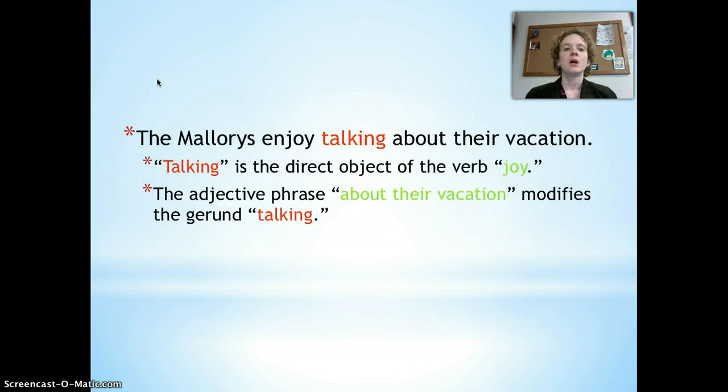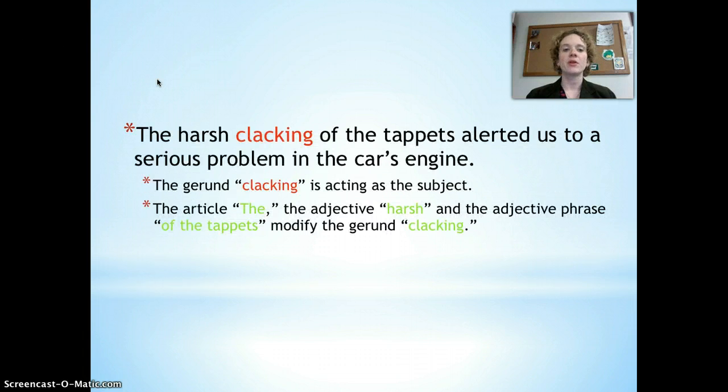Next, the Mallorys enjoy talking about their vacation. The gerund in this sentence is talking, and it's the direct object of the verb enjoy. Now let's look at the modifiers. The adjective phrase about their vacation modifies the gerund talking. One more example of this type.